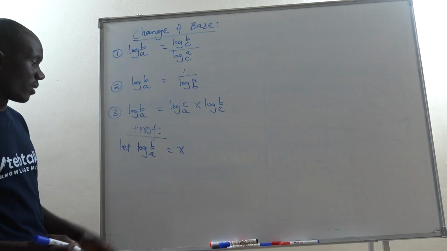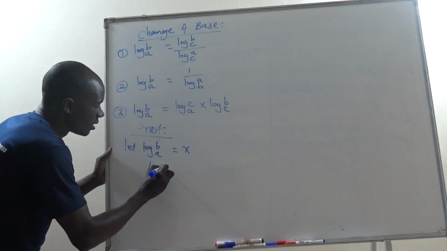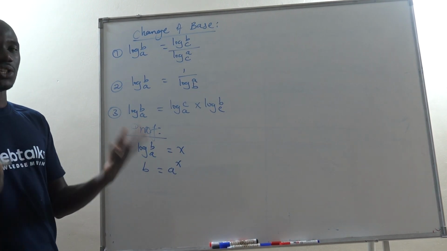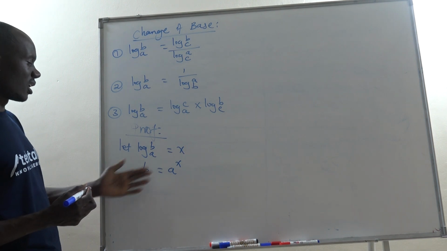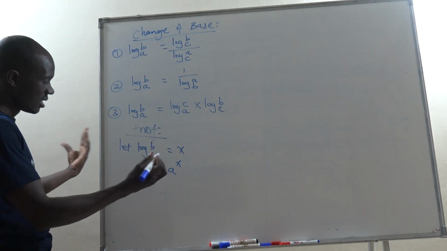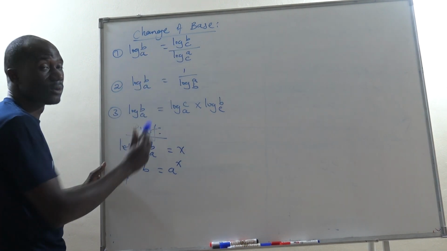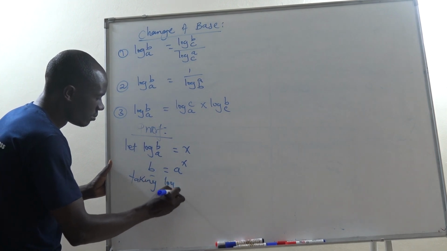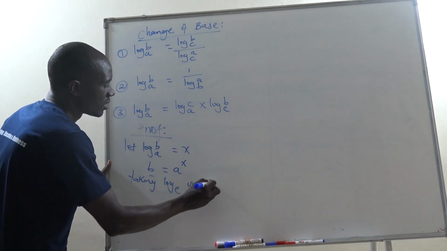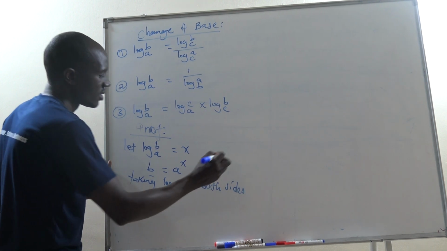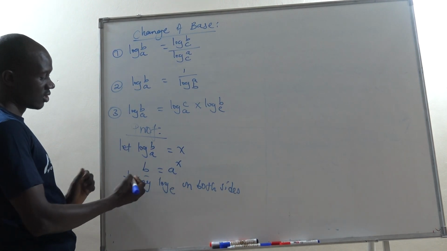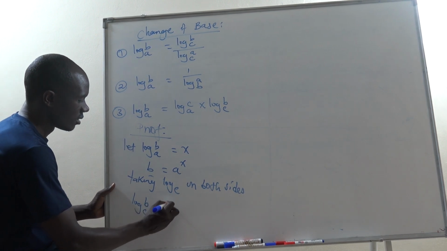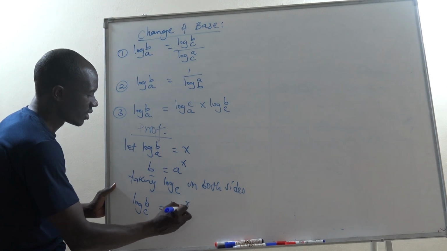From the index form, this one is the same as what? B equals a to power x. So when I reach here, I'm free to introduce taking log to base c on both sides. Because you can see I'm having log at base c, that's why I'm using that one. Say taking log to base c on both sides. So after reaching here, this implies it becomes log of b base c equals log of a power x base c.